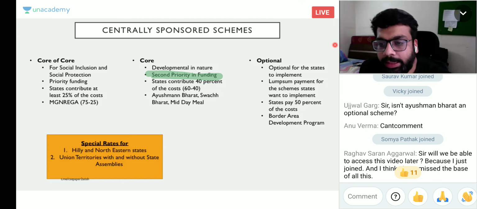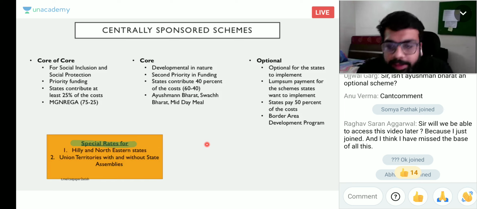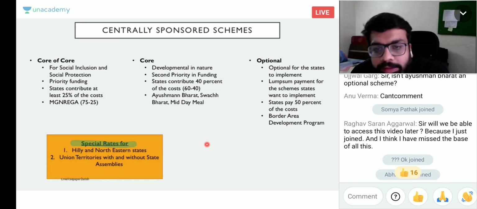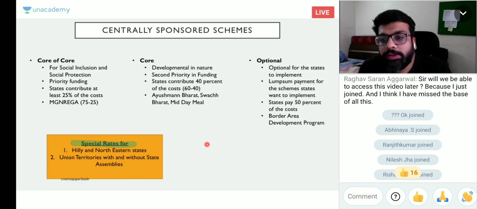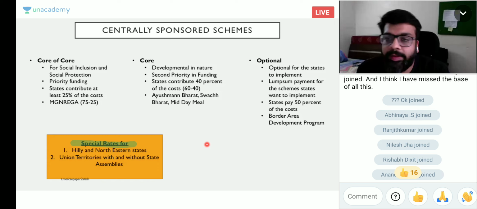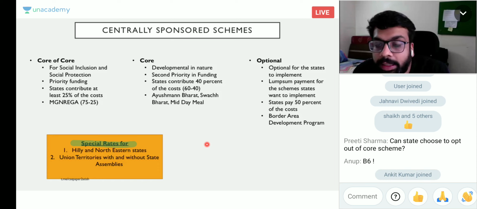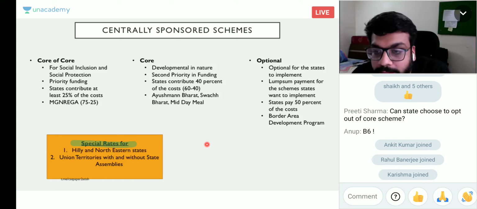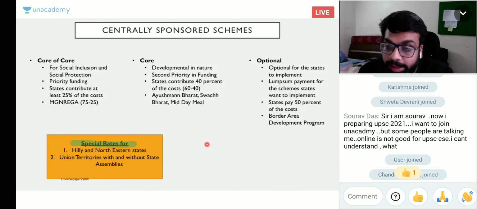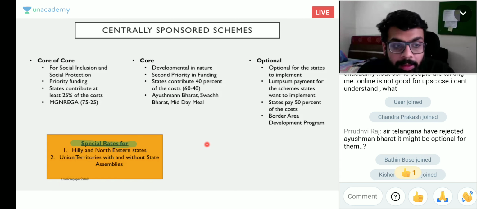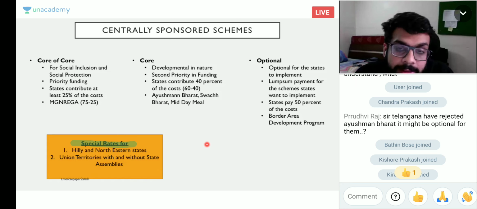Now, if you look at this carefully, let's understand this. You will see a box at the bottom of the slide. This is about special rates. So this 75 to 25, this 60 to 40, this 50 to 50 works for usual states which are ordinary in nature, which do not have any special constraints for them. You will have special rates for states which are either in the hilly parts of the country, or for that matter, the northeastern part of the country. Even union territories, with or without state legislative assemblies, also get special rates.